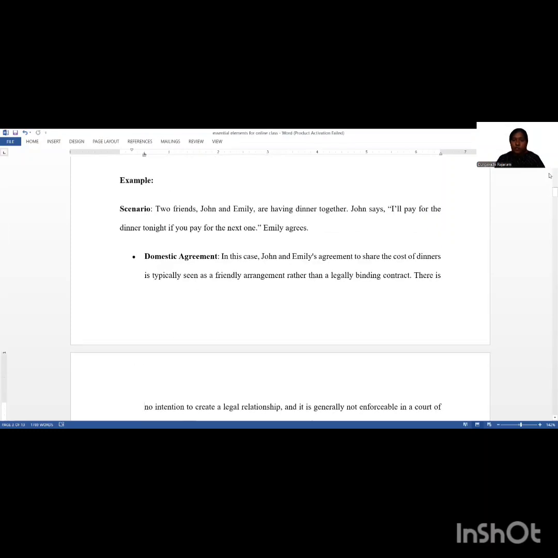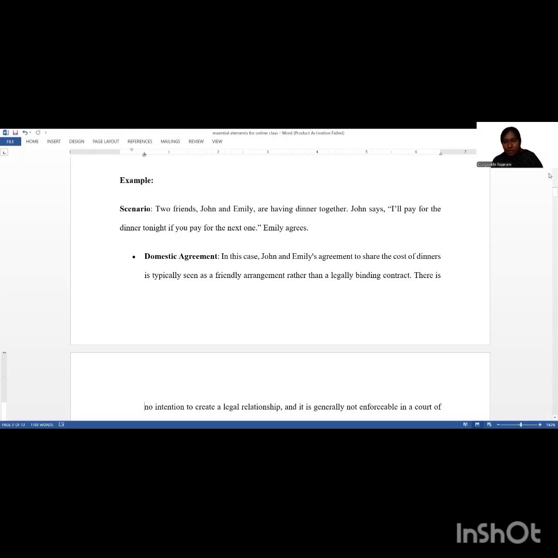We have two friends, John and Emily. They're having dinner together. John says, "I'll pay for the dinner tonight if you pay for the next one." Suppose I'm eating on Monday, I'm paying on Monday. So on Tuesday, the opposite person is supposed to pay.